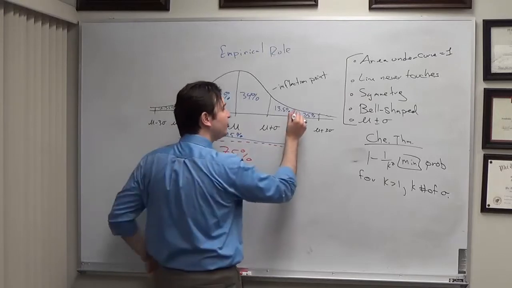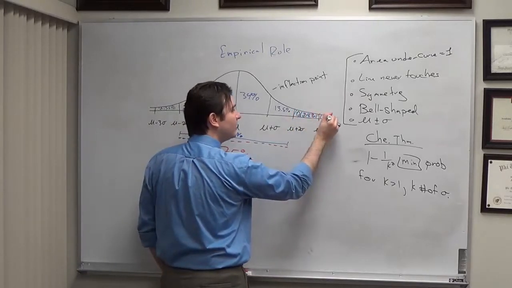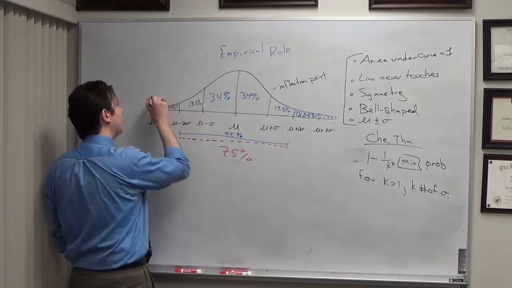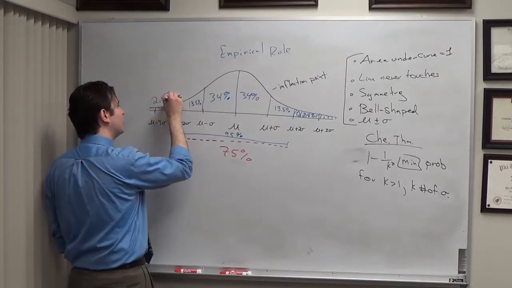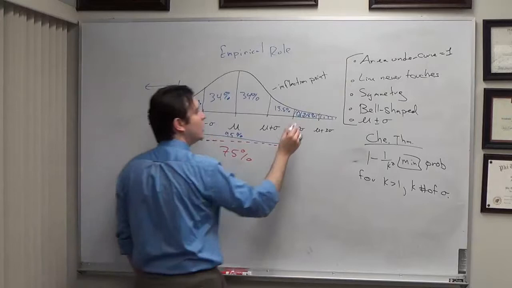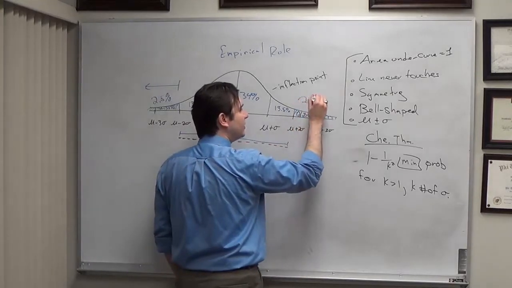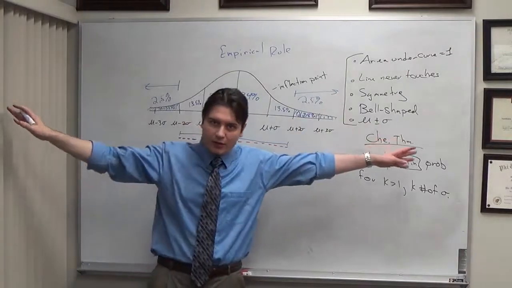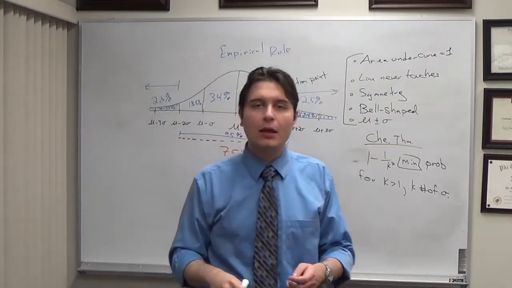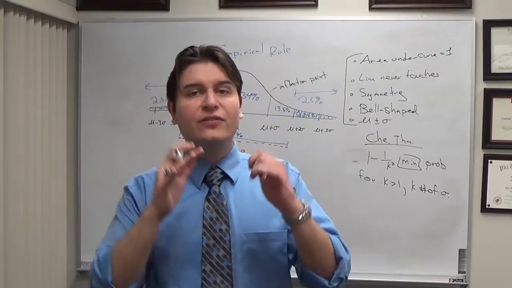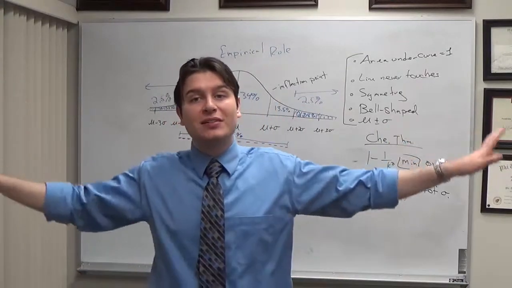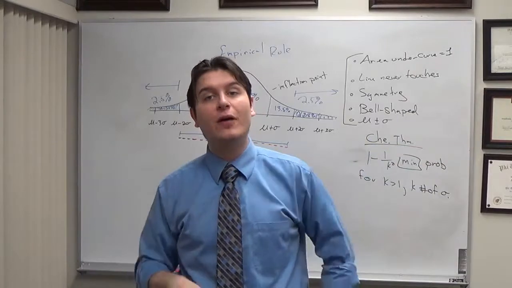So if I was to try to shade in all this area, I would have 2.5% over here on this side. And I would have 2.5% over here on this side. And I draw those arrows to show again that it's going on forever in either direction. And so there's 95% in the middle in between two standard deviations, and only 5% of the time would I expect it to normally fall outside.